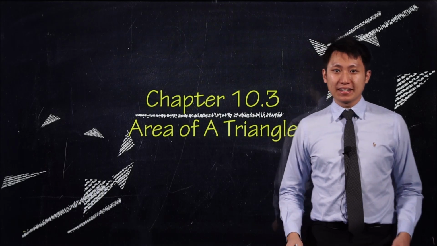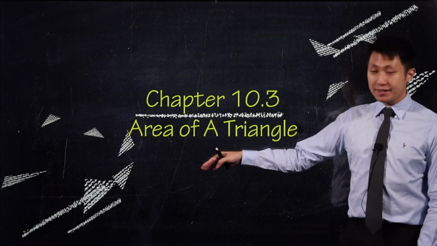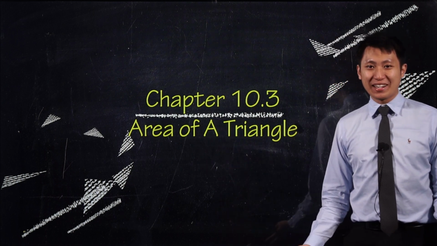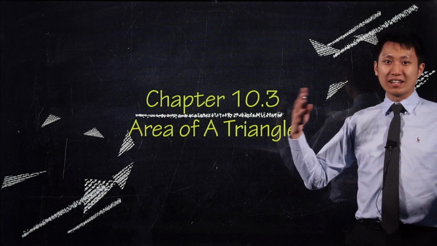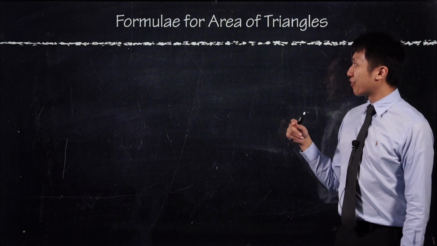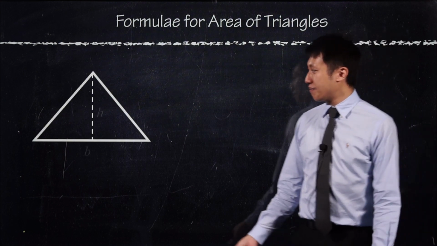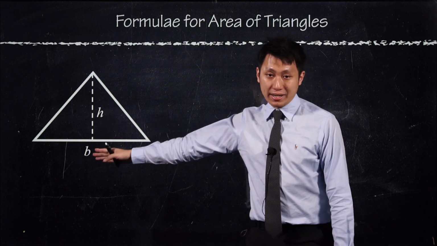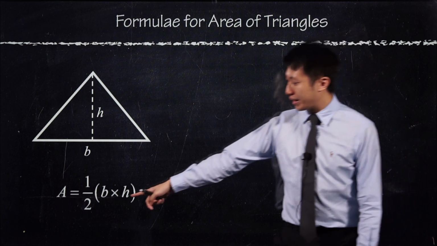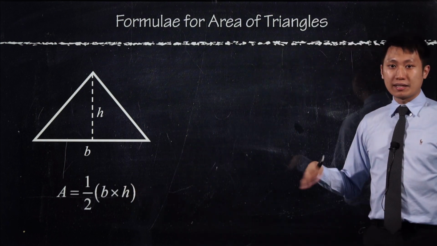Hello, welcome back. So now we're going to talk about the last section of this chapter, which is area of a triangle. So it's not like the easy one, like the one that you have learned in primary school. Okay, so formulae for area of triangle. The easiest one you learned last time: if you know the base and the height, then the area should be half base times height. That's it. Okay, so now we're going to use something special.